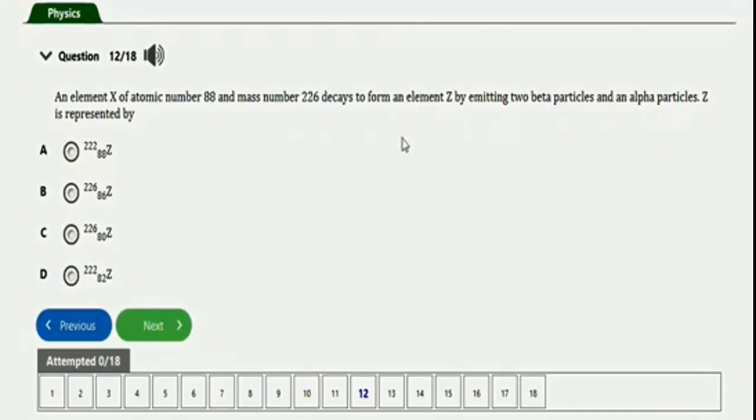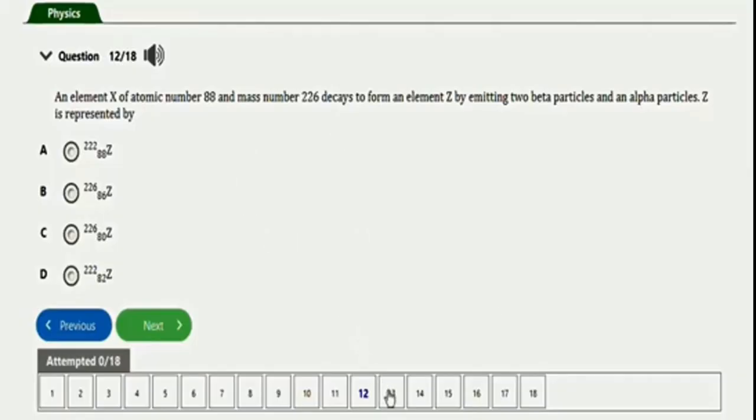So guys, looking at this expression we have here, the right option to this question will be, because basically from this 226, 4 will be subtracted, you will have 222. Whereas the atomic number remains the same, so the right option will be option A, which is this one here. When you subtract 4 from this 226, you have 222 left, and the atomic number remains the same. So that will be the outcome of this decay. Alright, so that's it for this question.